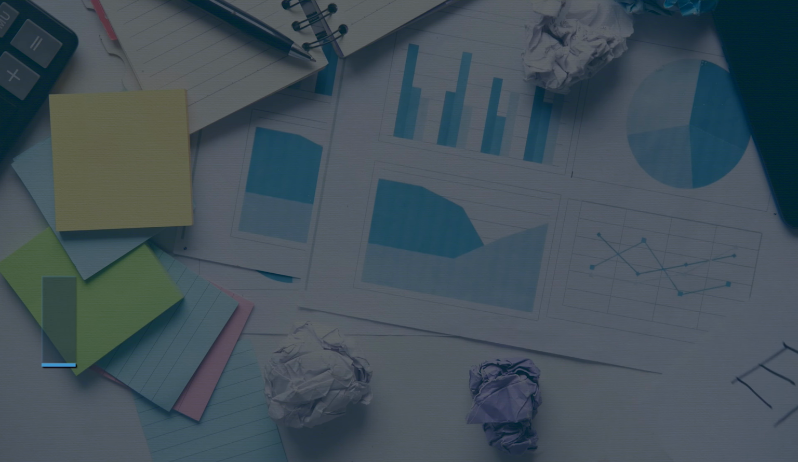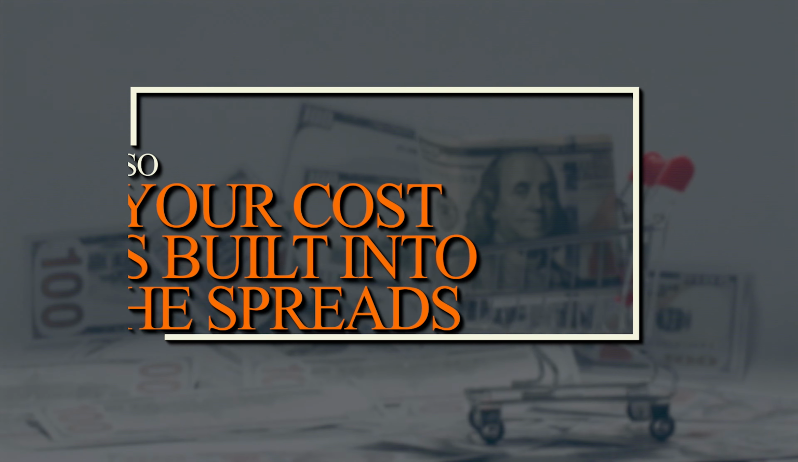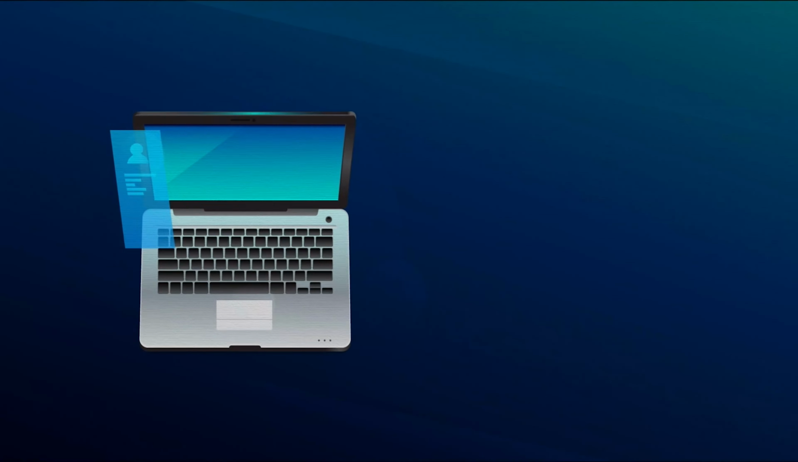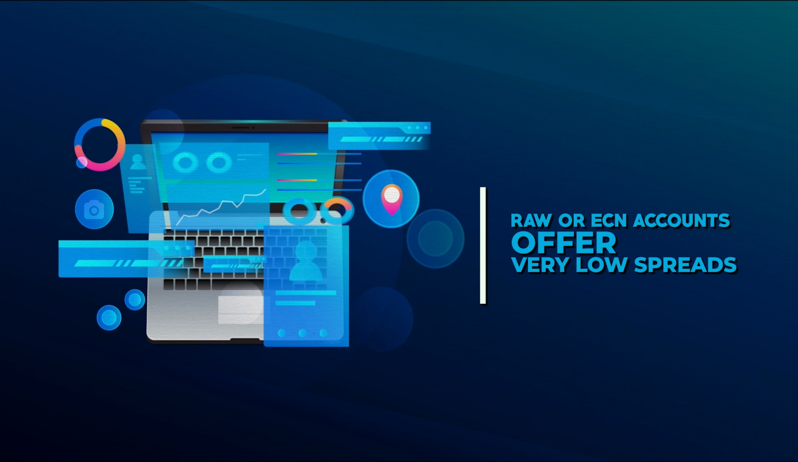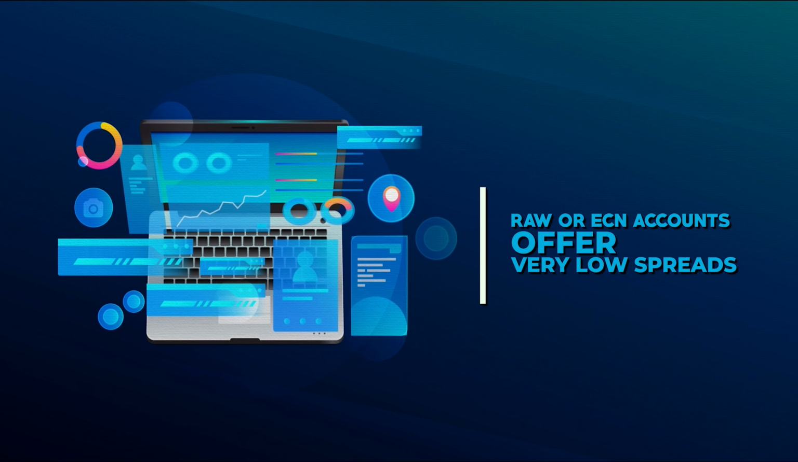Now choose your account type. This affects your trading cost. Standard accounts have no commission, but higher spreads. So your cost is built into the spread. Raw or ECN accounts offer very low spreads, but charge a small commission per trade. That's why raw or ECN accounts are usually cheaper over time.